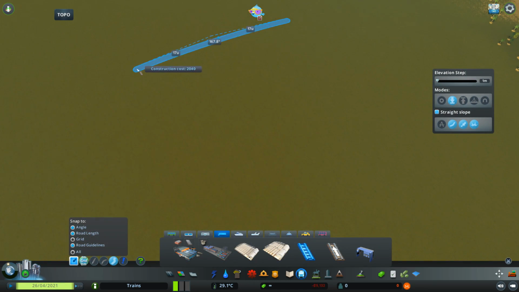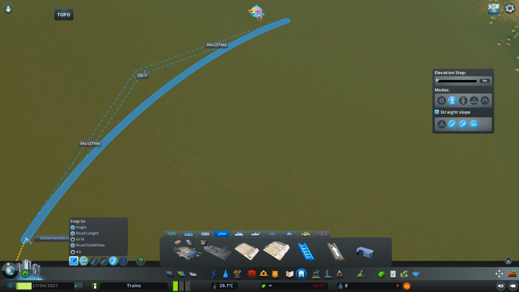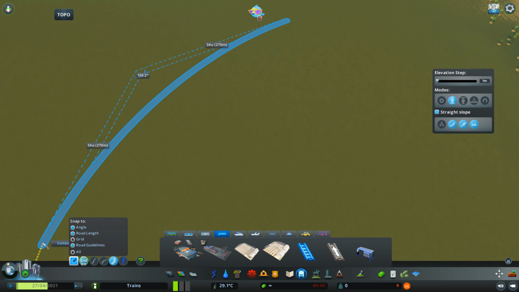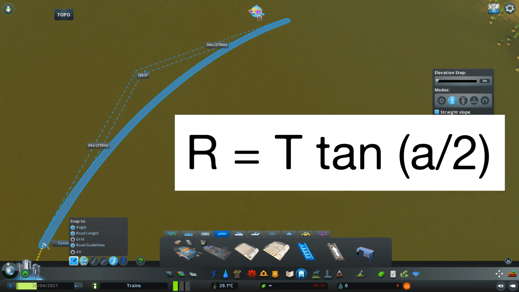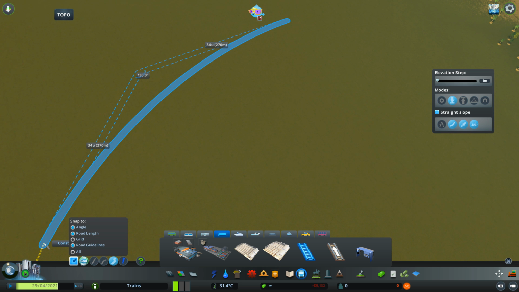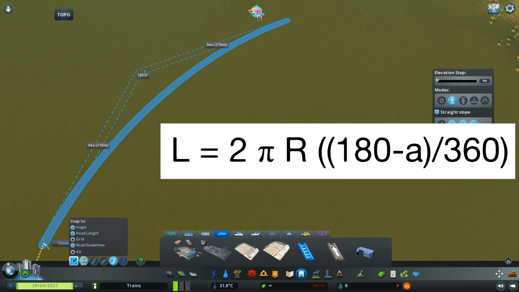When doing the railroad curves, we will need to know two things about them: the radius and the length. From the information we have right here, the tangent line length and the angle between them, we can calculate the radius using this formula. Here we have the tangent of the angle divided by 2 multiplied by one of the tangent line's length. This of course applies to a circular curve, meaning the two tangent lines are the same. Next, the curve's length. Here we use this formula. It is 2 times pi times the previously calculated radius times (180 minus the angle) over 360.